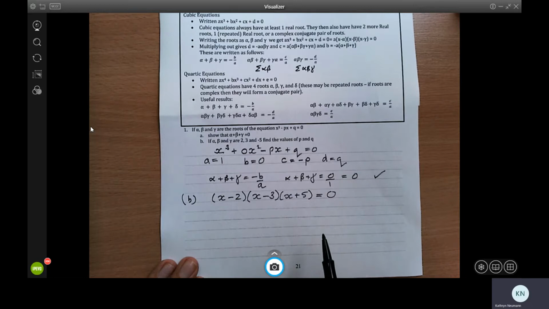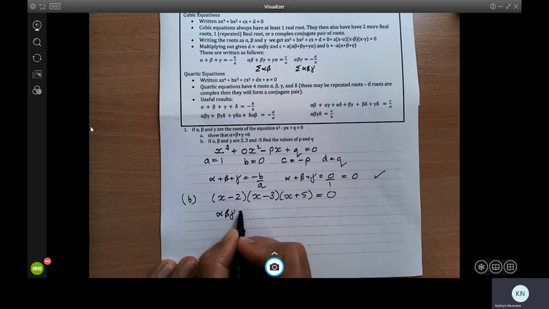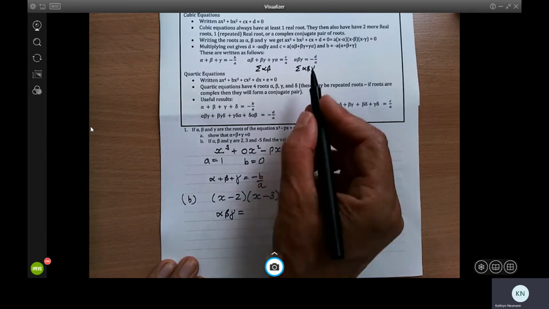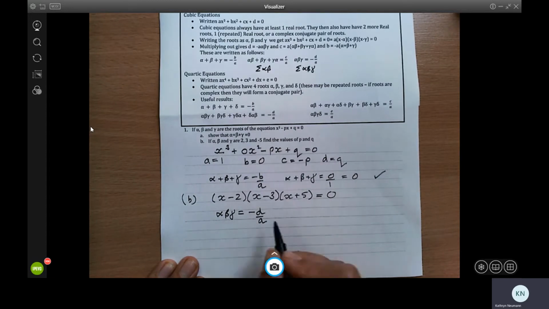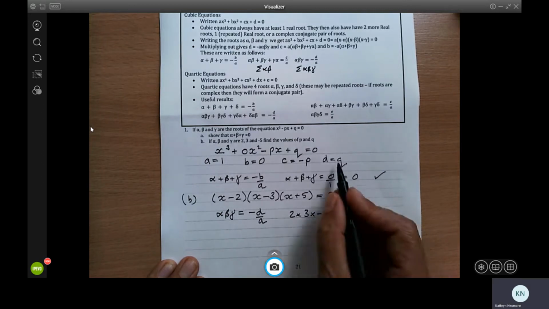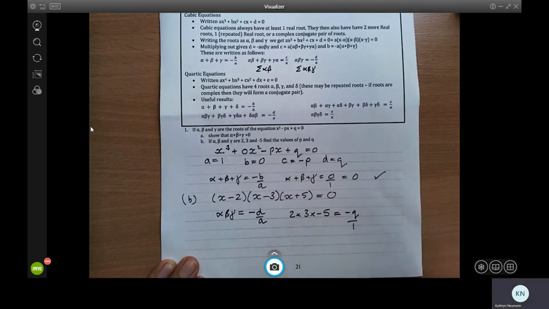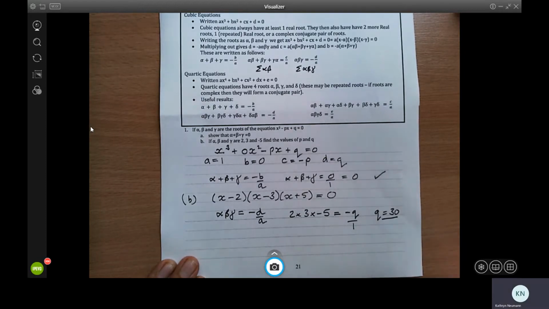So let's have a look at how we do this. What do we know about the equation? Well, we know the roots are 2, 3, and minus 5. And we know that all three roots multiplied together, so alpha times beta times gamma, is equal to minus d over a. For this particular example, the roots are 2 and 3 and minus 5, and that's going to be minus q over 1. So this gives me minus q is equal to minus 30, so q is equal to 30.